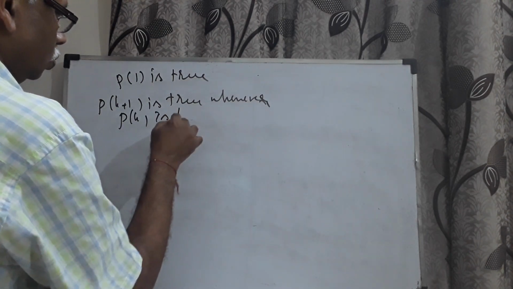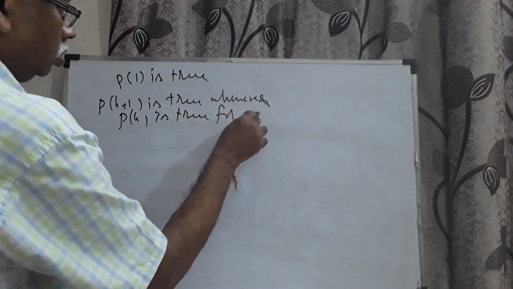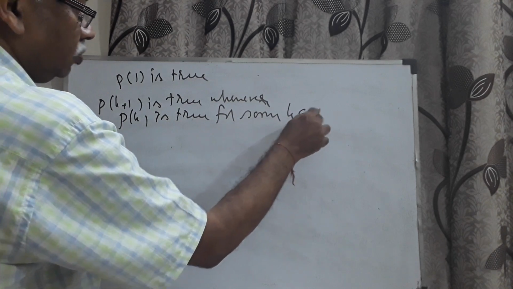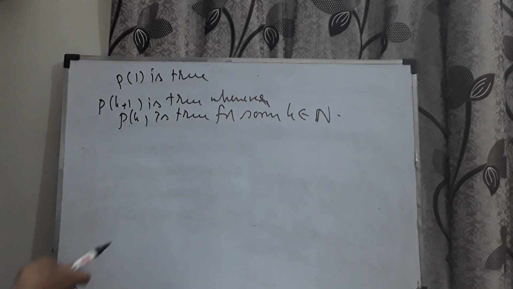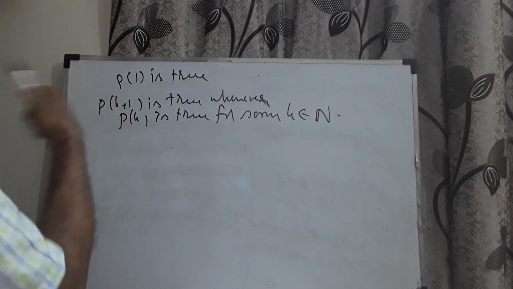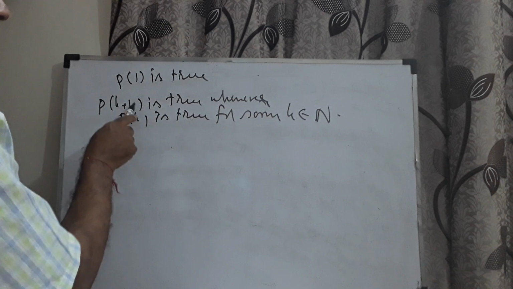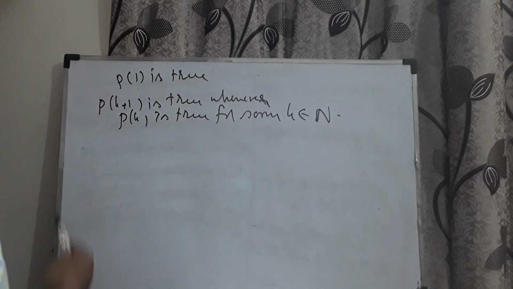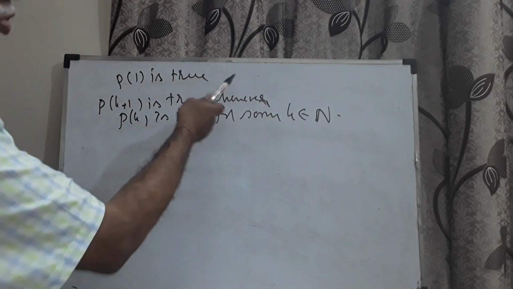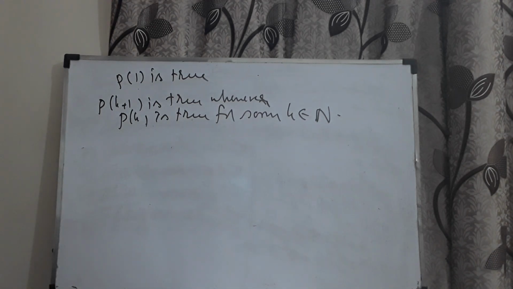P of k is true for some k, an element of the set of natural numbers. See here, whenever it's true for k, it's true for the next natural number k plus 1. Already you might have proved it is true for the first natural number, P of 1 is true. Therefore, because of this result, 1 plus 1, it is true for 2. Again because of the result, it is true for 2 plus 1, that is 3, and so on. Therefore it is true for every natural number n. I repeat, this rule is called the principle of mathematical induction. The short form is PMI.